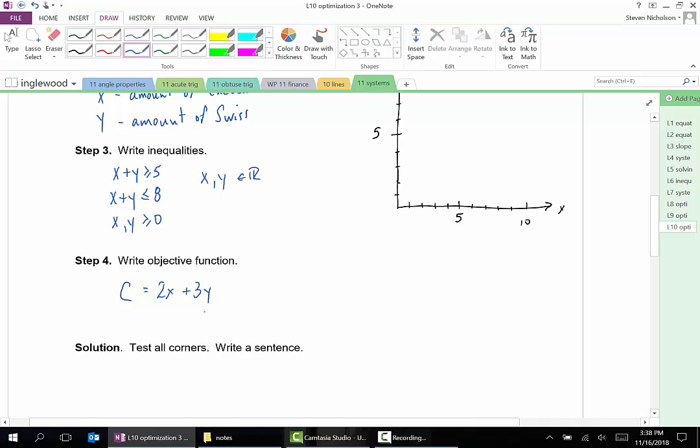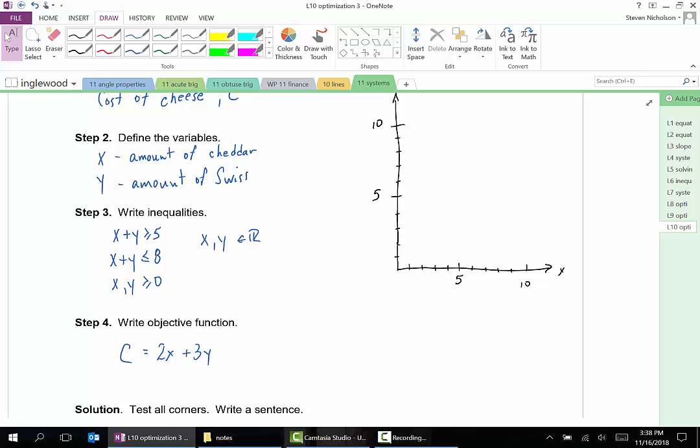And again, the way we figure out what should go for X and Y is we sketch the system, and we look at the corners because that's where things can be maximized or minimized. So I'm just going to sketch these here, because X, Y greater than 0 just means everything has to be above the X-axis and to the right of the Y-axis. So here's X plus Y is greater than 5. We graph that line, and that's what that looks like. And X plus Y is less than 8. We graph that one, and that's what it looks like.